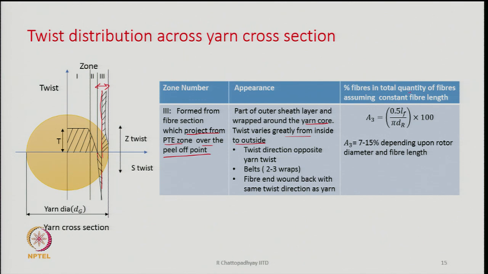And the fibers in total quantity, assuming constant fiber length in this category, is going to be 0.5 LF by pi dr, and this is typically 7 to 15% depending upon the rotor diameter and fiber length. Belts will be a part of this category of fibers.